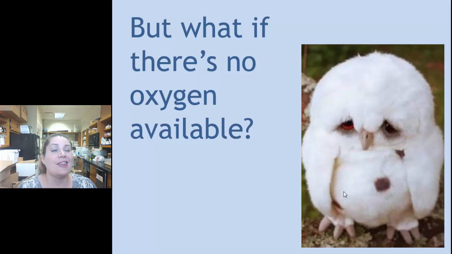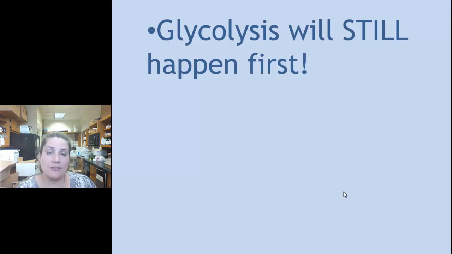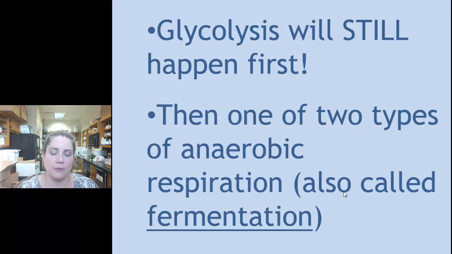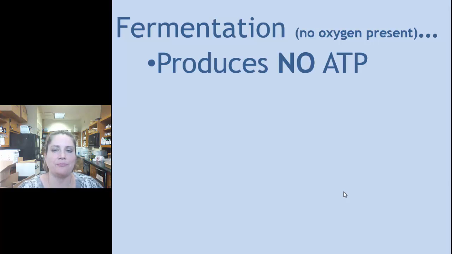But that's only if there's oxygen available. What if there isn't any oxygen available? Then what do we do? If there's no oxygen available, remember, glycolysis will still happen first. Glycolysis is always the first step, okay? Then one of two types of anaerobic respiration is going to happen. Anaerobic respiration is also called fermentation. Okay, so one of two types of anaerobic respiration or fermentation is going to happen.